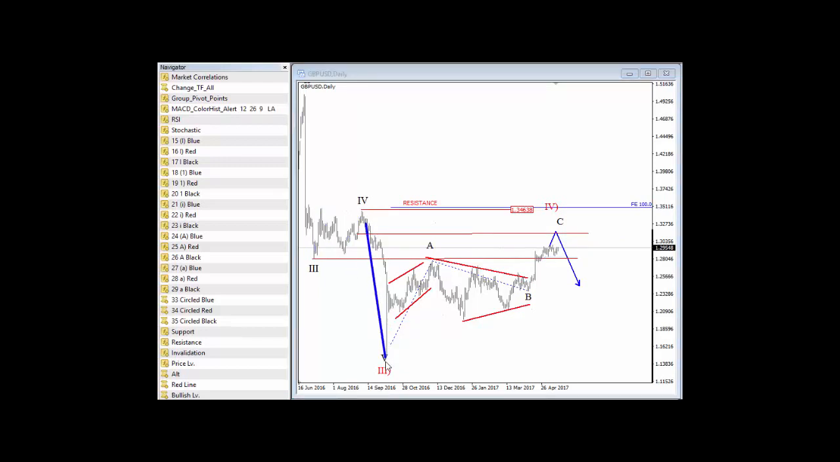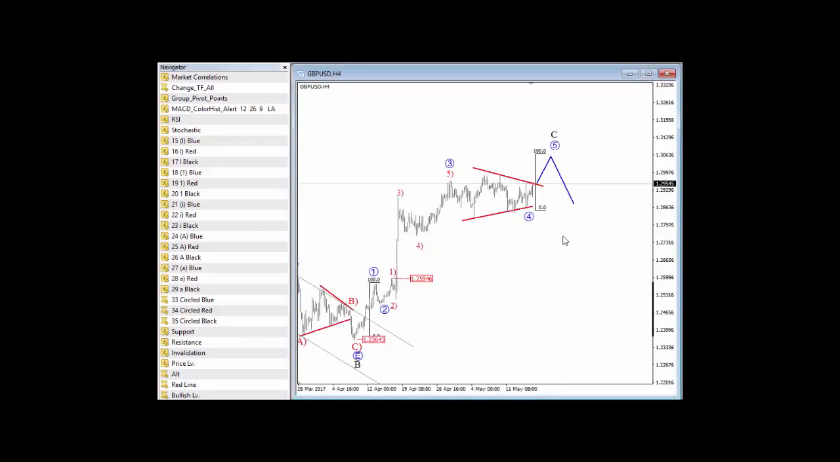Okay, so normally in such cases on a pullback you will not see a retracement back to the ending point of the previous wave 4, but maybe to the starting point, which was here, or to the pivot point. Okay, so I would not be surprised if we see a reversal earlier to the downside and not test this 1.346 level. Also, the 4-hour chart suggests that we can see more upside.